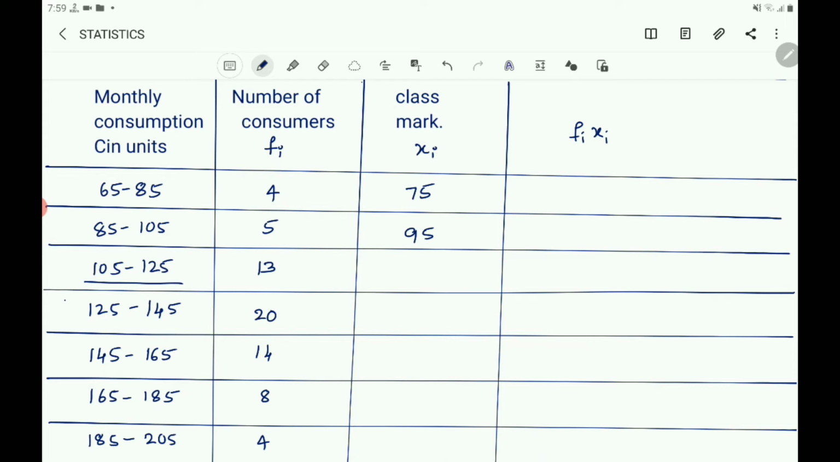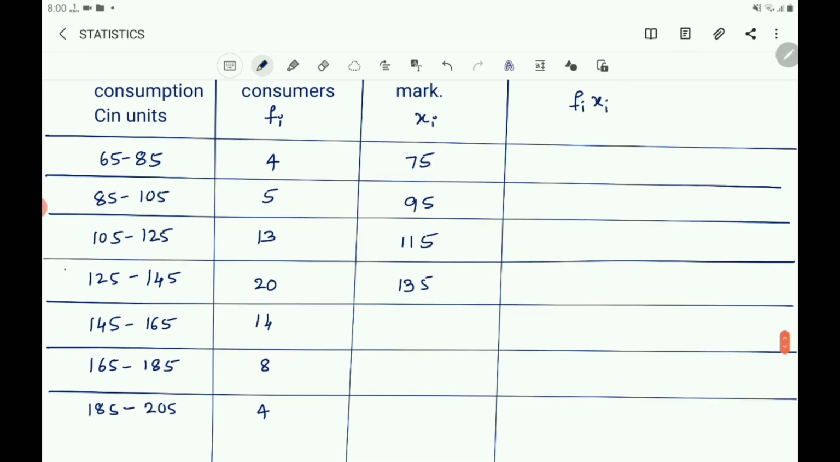Find the sum of these two and divide it by 2. That is 105 plus 125 is 230. 230 by 2, you will get 115. Again plus 20, the size of the class, you will get 135. Verify here. 125 plus 145, you will get 270. 270 by 2, you will get 135. Then again, if you add 20, you will get 155.